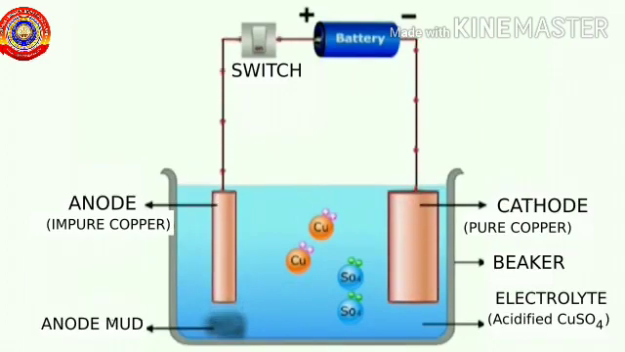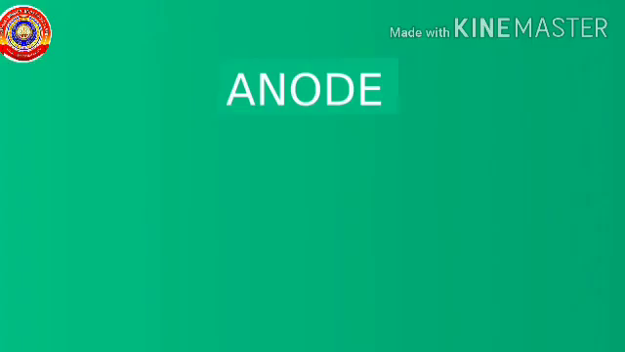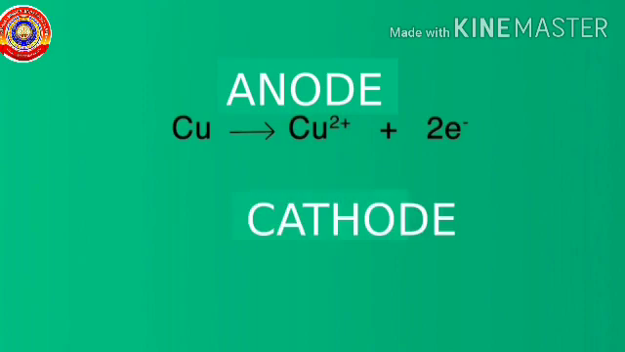So during the electrolytic refining of copper, the process at the anode can be represented as Cu gives Cu2+ plus 2 electrons. At the cathode, Cu2+ plus 2 electrons gives Cu. So remember, impure copper is used as anode and pure copper is considered as the cathode.